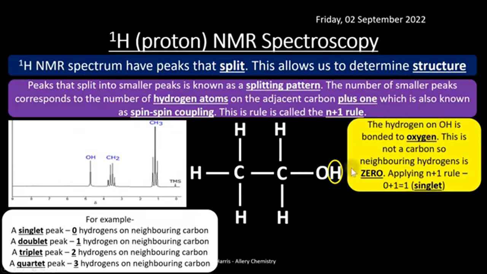As you can see, there are three peaks: singlet, quartet, and triplet. The singlet is the H in the OH group. It's always a singlet in OH. The CH2 is a quartet because there are 3 hydrogens on the neighboring carbon, and the triplet is CH3, which has 2 hydrogens on the neighboring carbon atom.